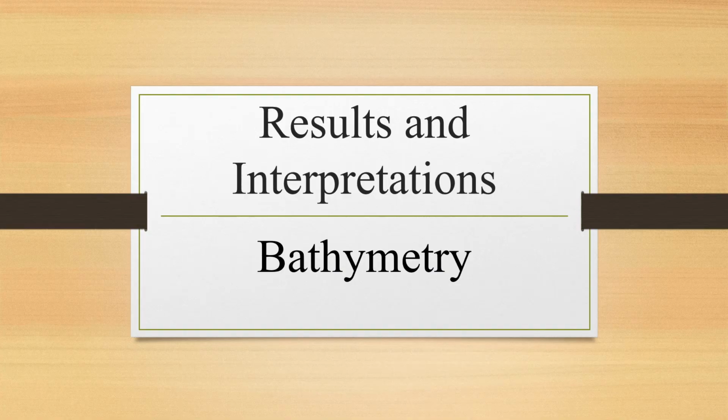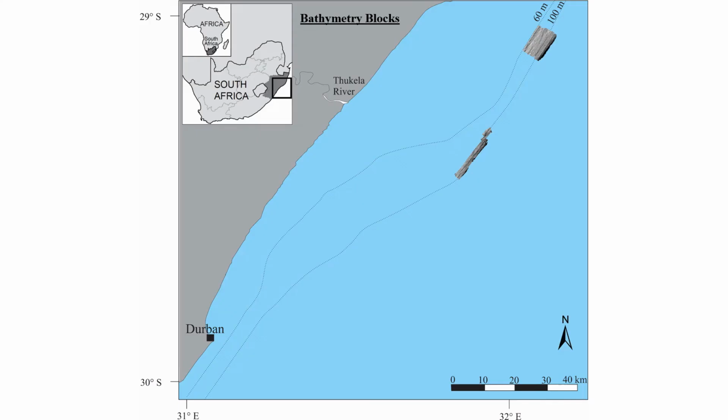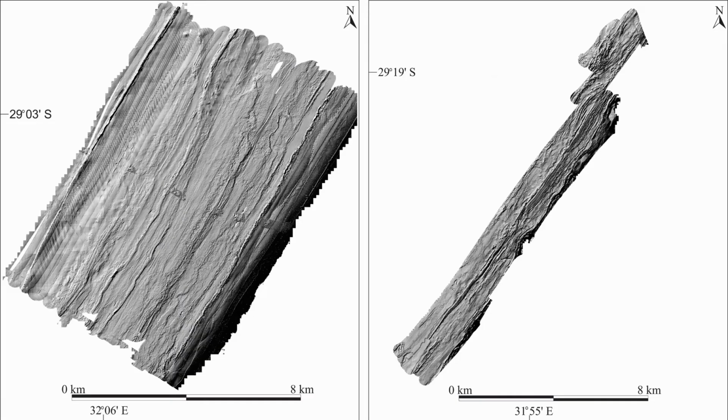Lastly, let's take a look at multibeam bathymetric data. These are observed as 2 plan view images of the seafloor. These are appropriately named the northern and southern block. Here they are zoomed in, where I'll now draw your attention to some major morphological features.